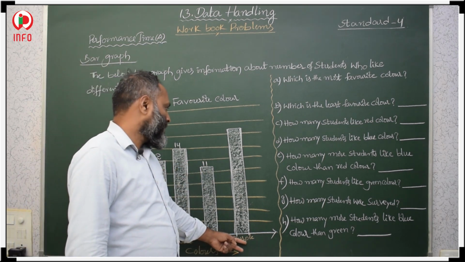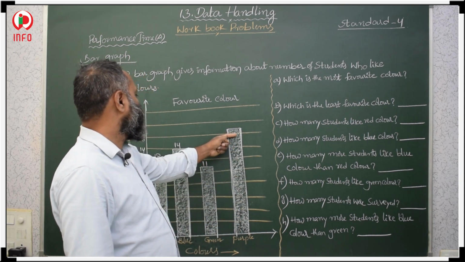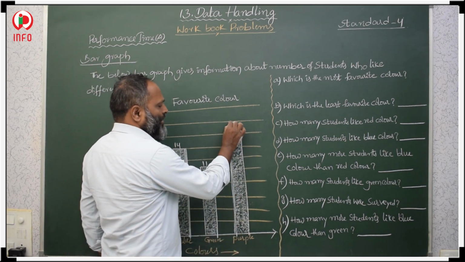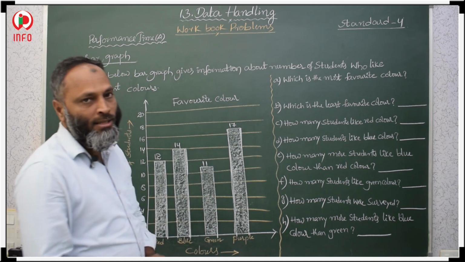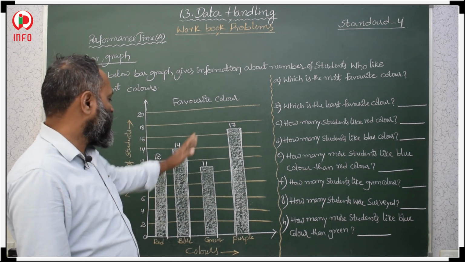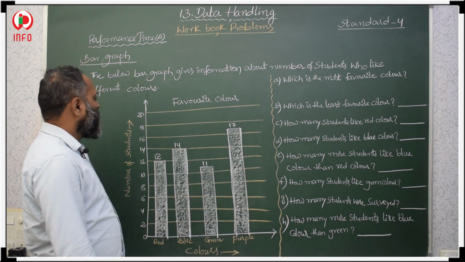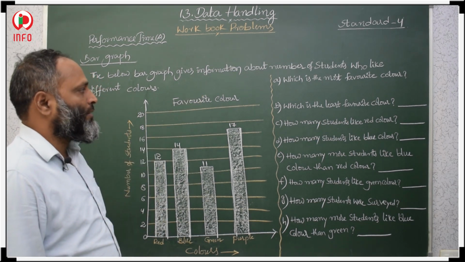Here, purple color. How many students like purple color? Till here 16 and this is 18. Between 16 and 18 means 17 students like purple color. So this is the information given in the bar graph. Then on the basis of this bar graph he is asking some questions.